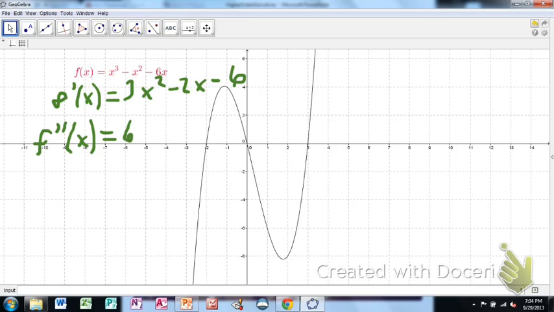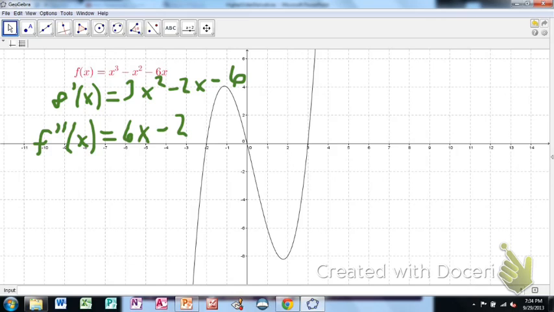And I could just use the power rule here to do that. We'll get f double prime of x equals 6x minus 2. Okay, now I need to explain a concept right here. When we're dealing with the second derivative, rather than telling you something about the slope, what it's going to do is tell you something about the concavity of a function.